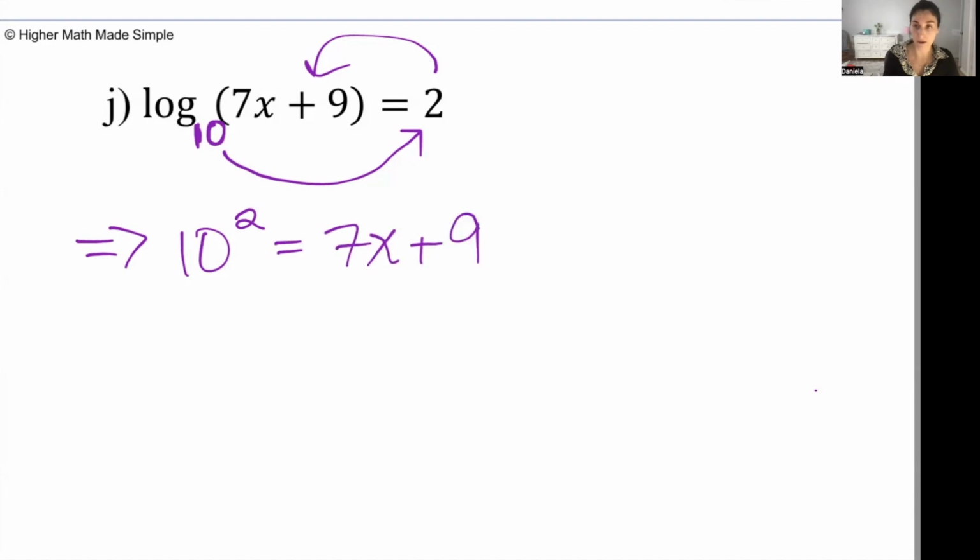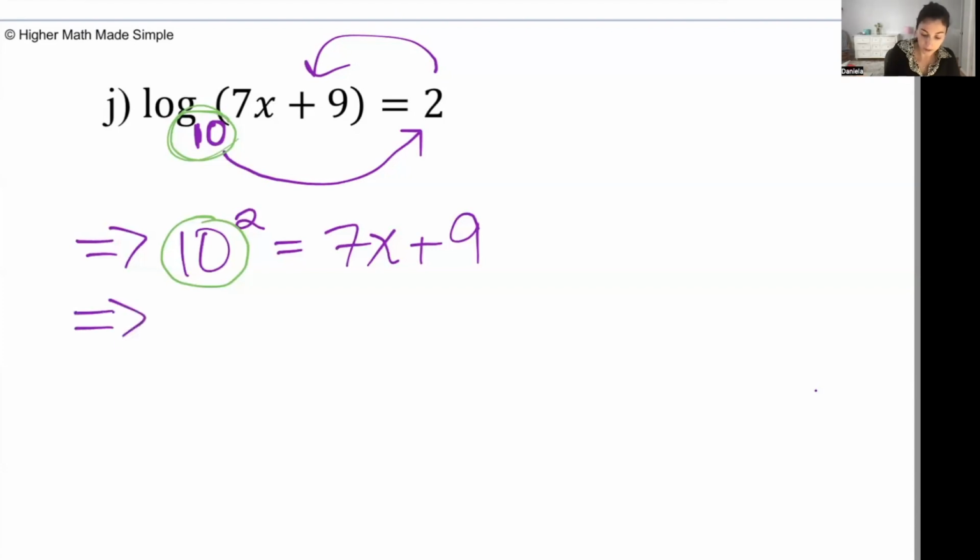Now, if you blank out on what should go where, I do just want to remind you, this 10 is called the base of the log. It should match this, which is called the base of the exponent. Base of the log should match the base of the exponent, okay? So that should always be true. So now that you've converted it to an exponential, it's super easy after that.